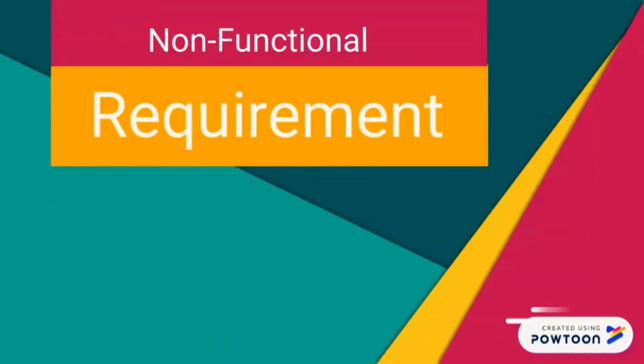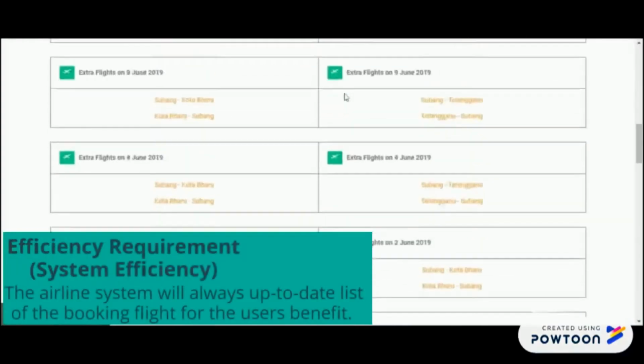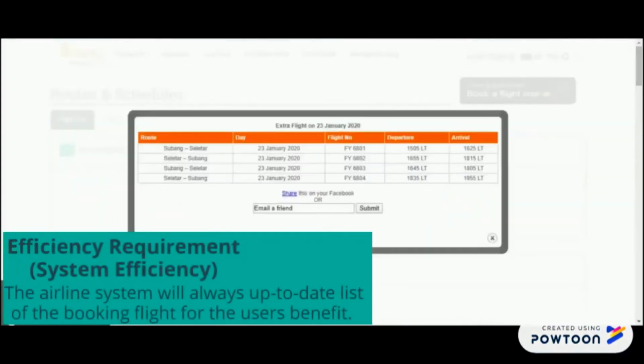Next, we'll be going to the non-functional. I've chosen efficiency requirement, where it is related to system efficiency, where the airline system will ensure that the schedule is always up to date for the user's benefits.